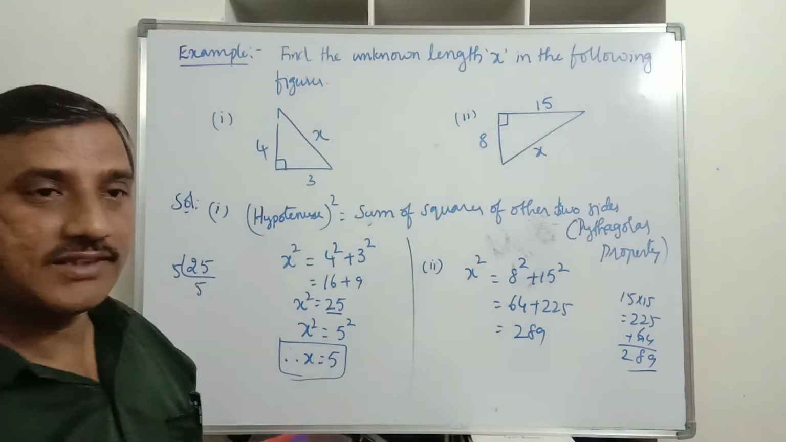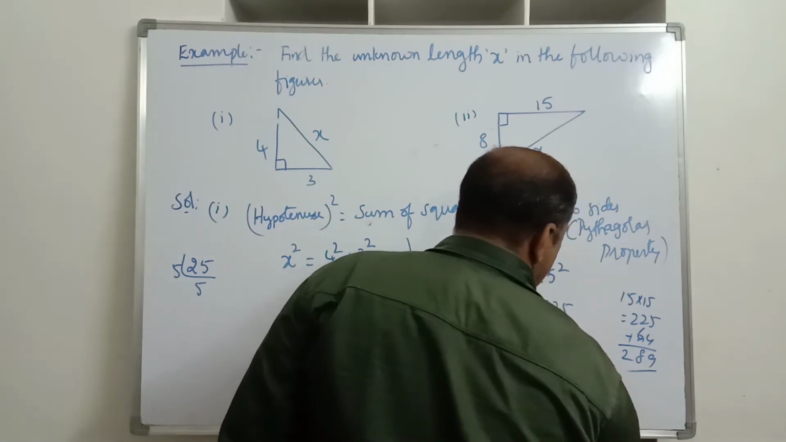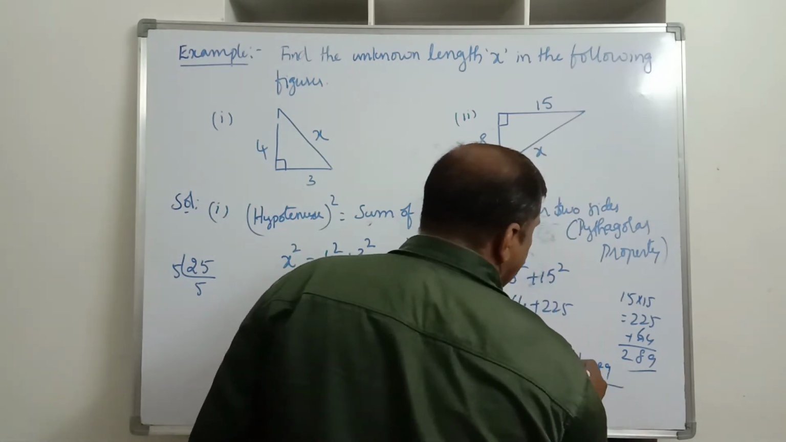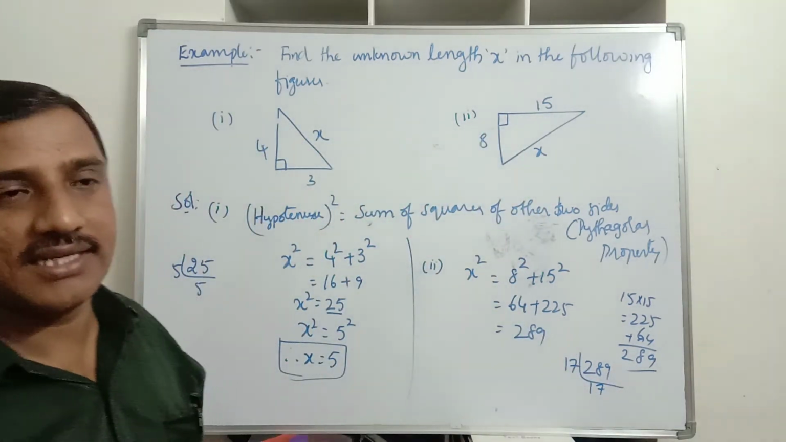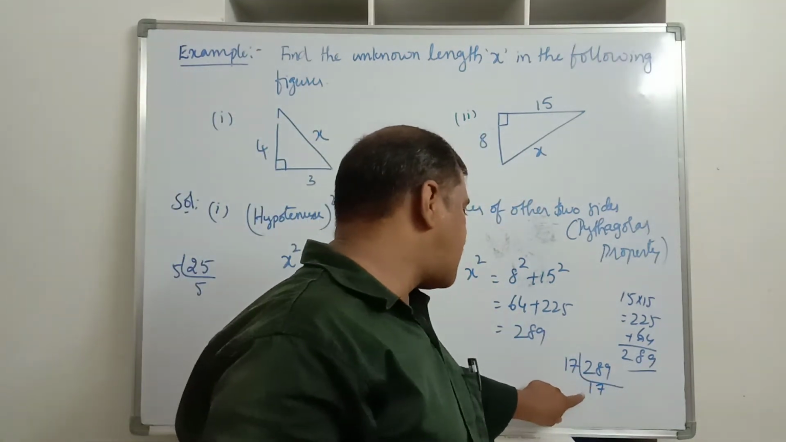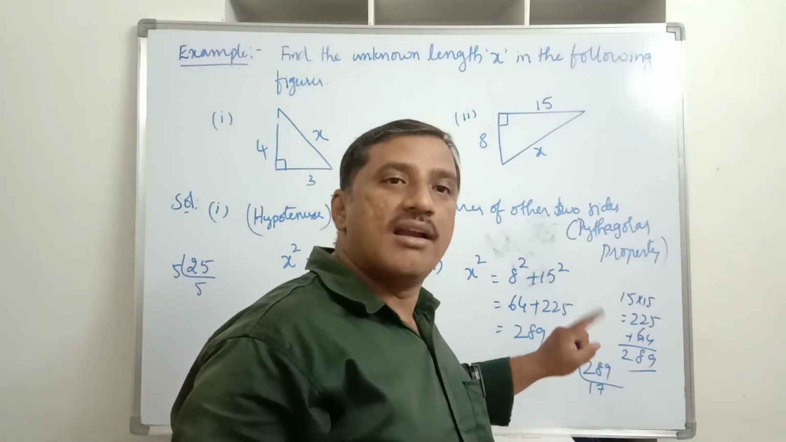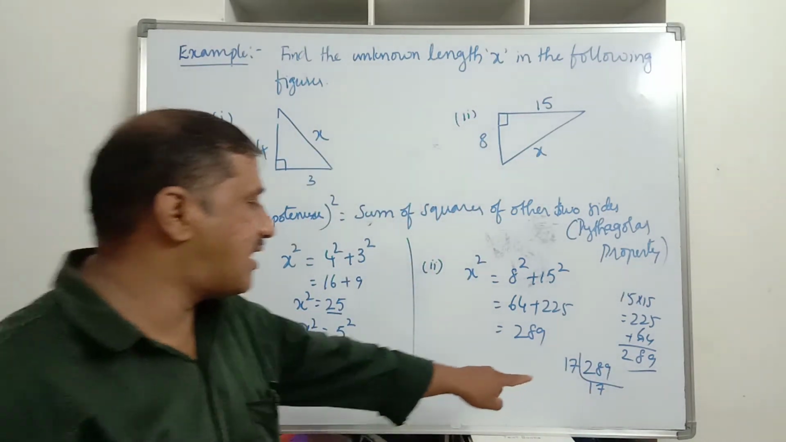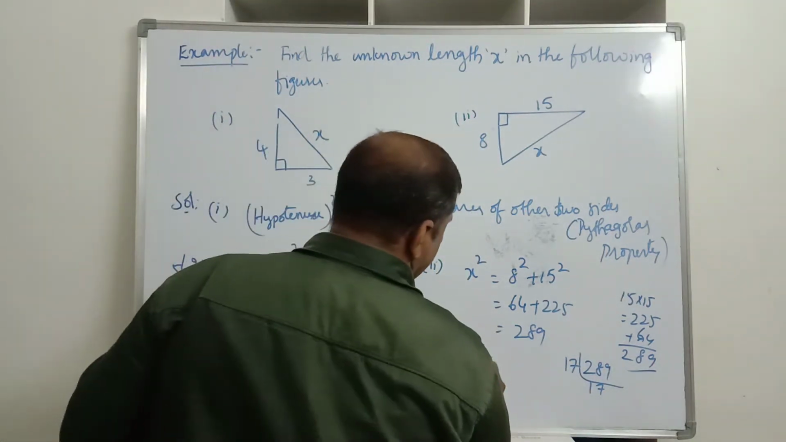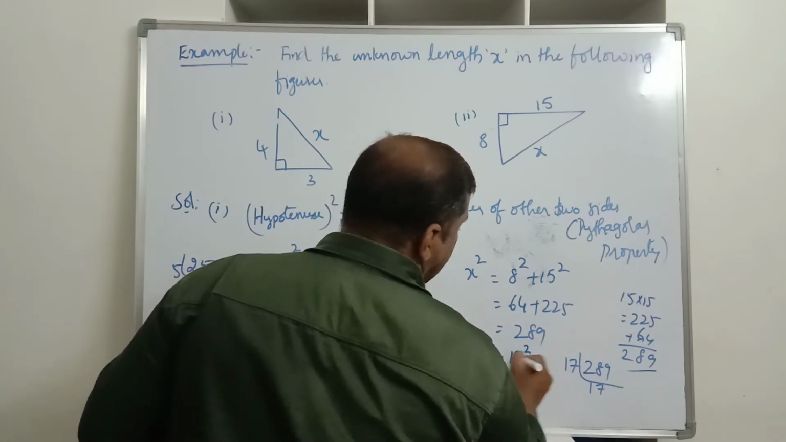289. Again, find the prime factorization of 289. It will be divisible only by 17. 17 times 17 is 289. 17 ones are 17, 28 minus 17 is 11, bring down 9 to get 119. 17 sevens are 119. 17 is a prime number. Therefore x square is equal to 289, which can be written as 17 square.